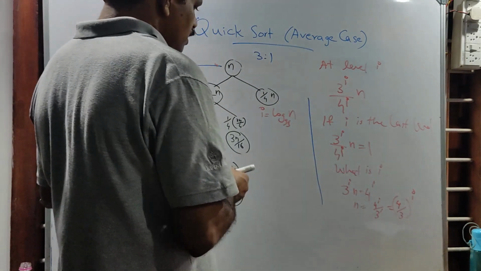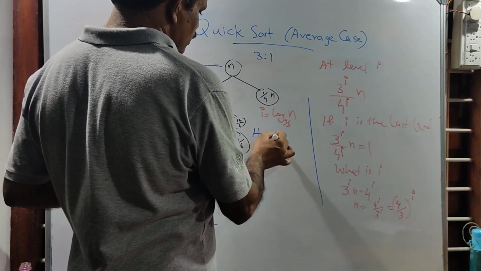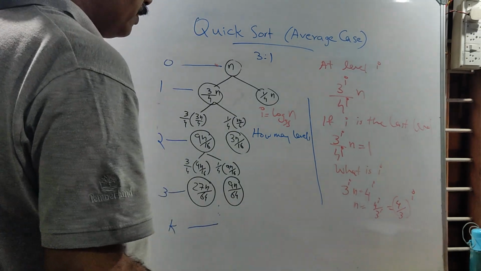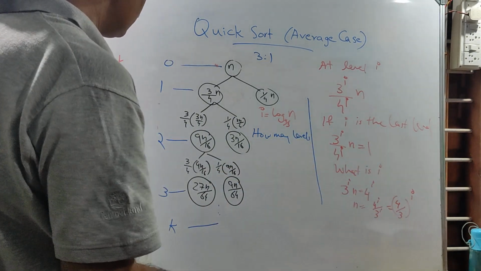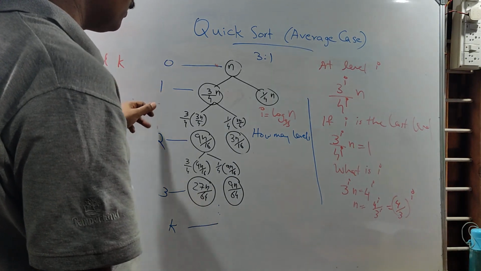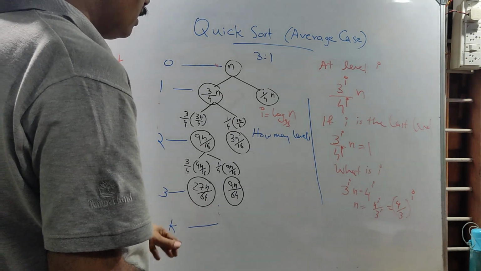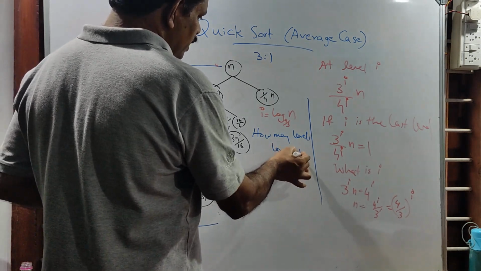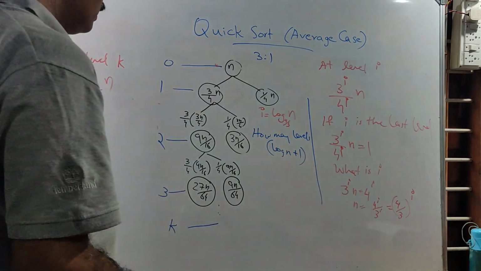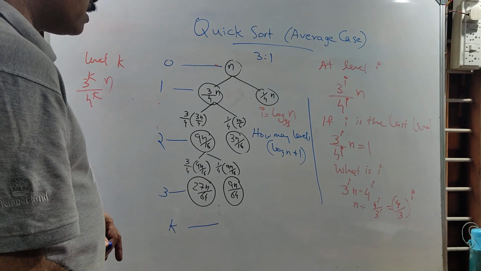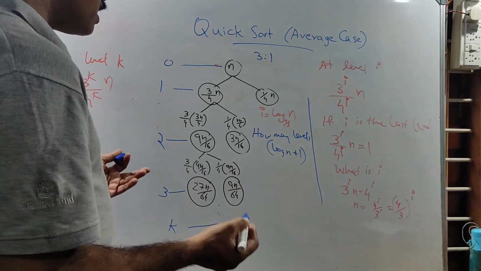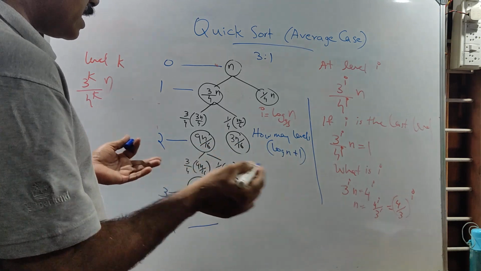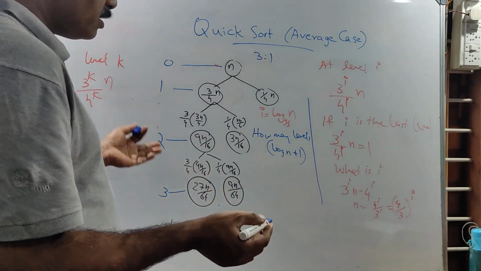Next, how many levels? We know I is the last level and I is equal to log n. Levels start from 0, 1, 2, 3 up to log n. We have log n plus 1 levels. We know the cost at each level is Cn, because of the cost of partition. It has to do partition. The cost of partition is Cn.